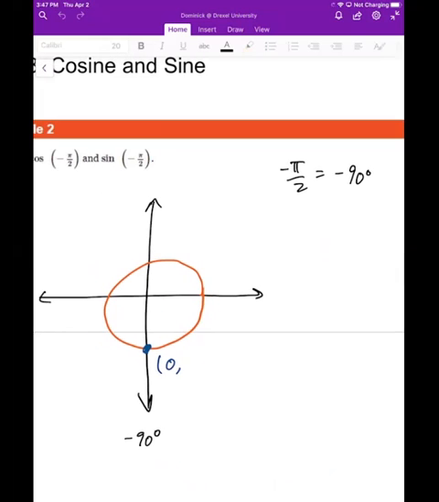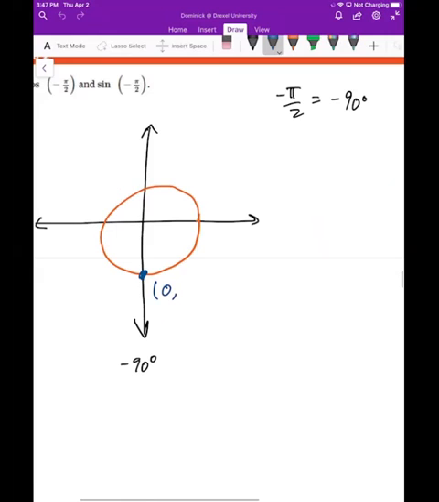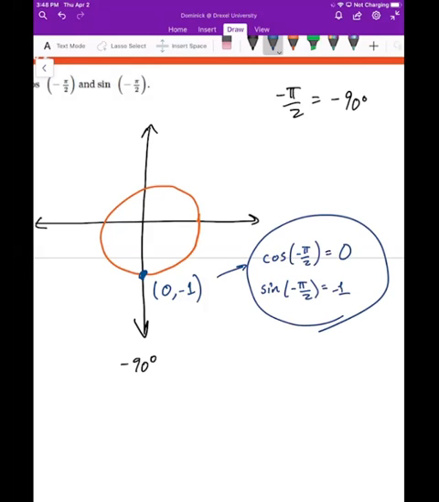Okay, so our x coordinate, of course, is clearly 0 since we're on the vertical axis. And since my radius is 1, we have a negative 1. So again, my x coordinate, the cosine of negative pi over 2, is 0, and my y coordinate, sine of negative pi over 2, in this case is negative 1. So those are our two trig functions for this angle.